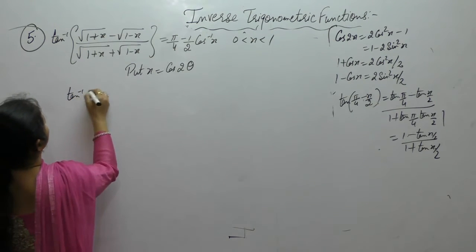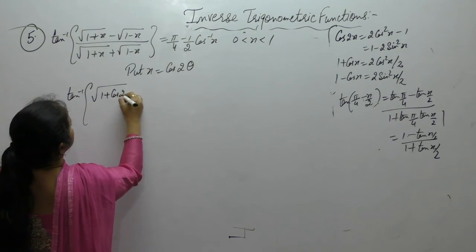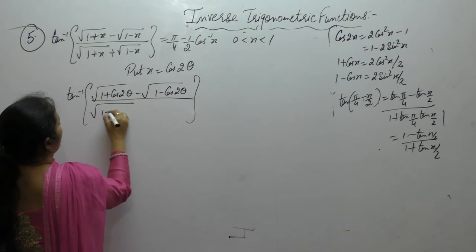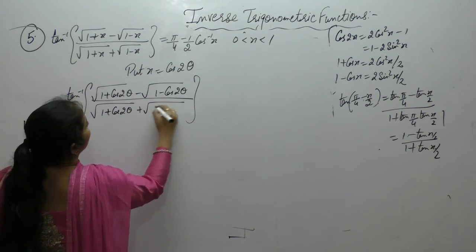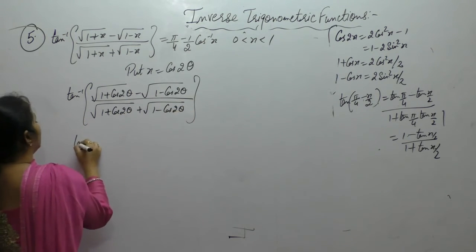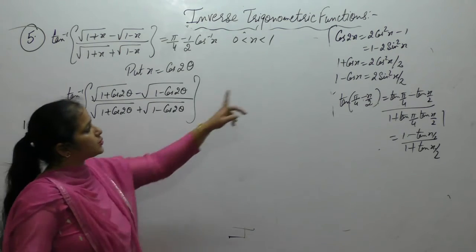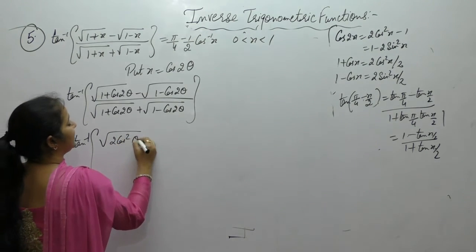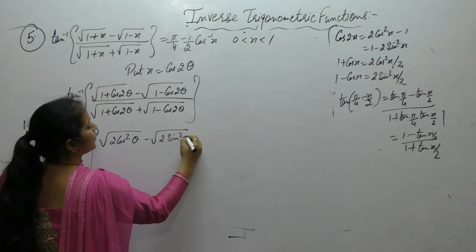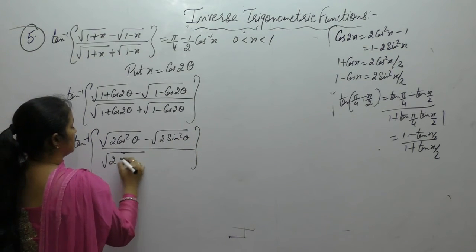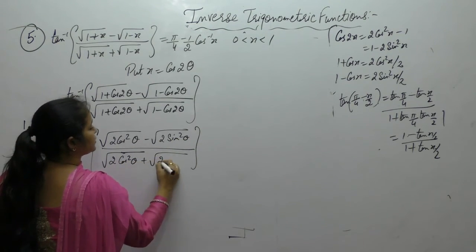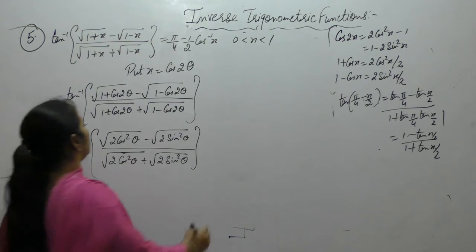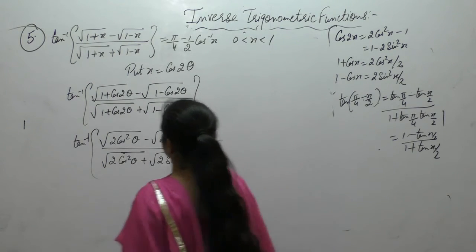What we get? Tan inverse of (square root of 1 plus cos 2 theta minus square root of 1 minus cos 2 theta) upon (square root of 1 plus cos 2 theta plus square root of 1 minus cos 2 theta). Now 1 plus cos 2 theta will be equal to 2 cos square theta, and 1 minus cos 2 theta is 2 sin square theta. This is what we have. Square root of 2 will get cancelled.